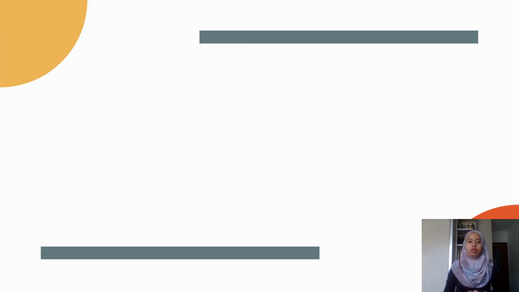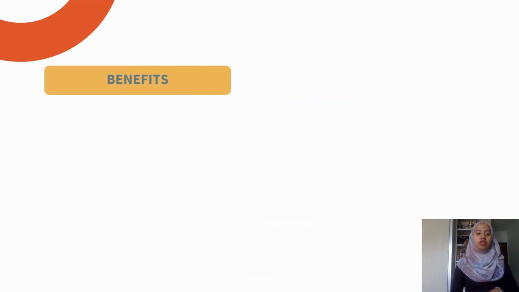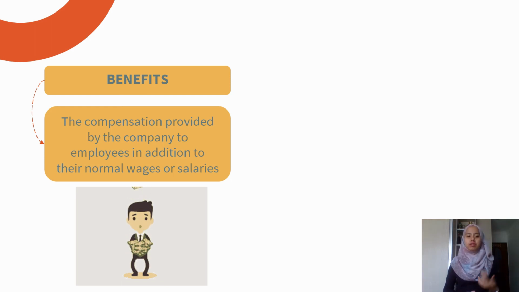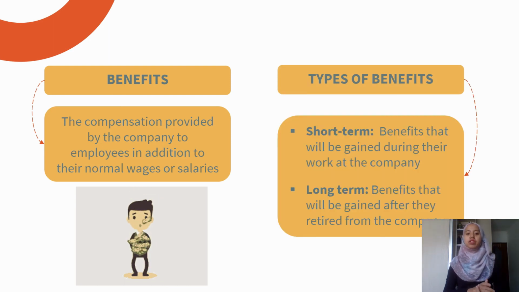So now I will explain the first factor, which is benefits. As we know, benefit is the compensation that is provided by the company to their employees in addition to their salaries or wages. There are two types of benefit. The first one is short term. Short-term benefit is the benefit that the employee will get during their work at the company, for example the bonus, the medical expenses, and others.